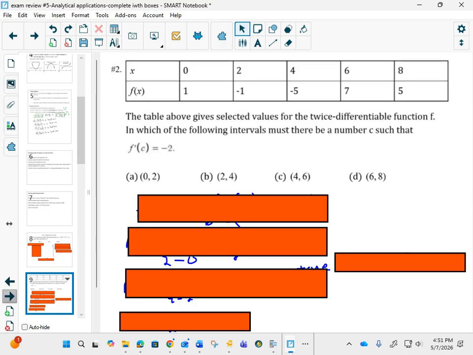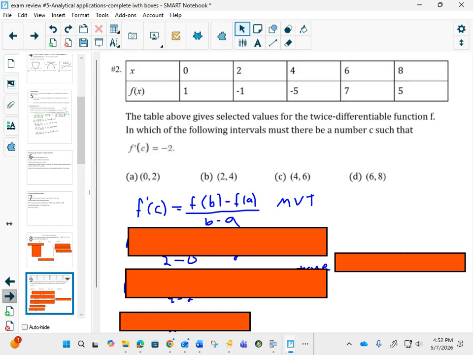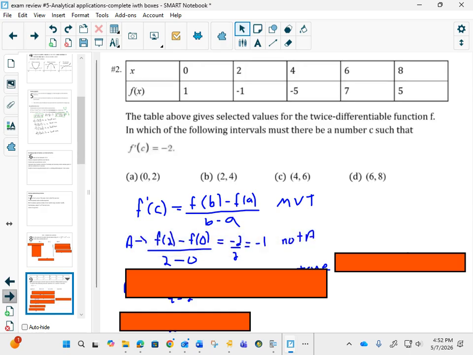In which of the following intervals must there be a number? So what's frustrating here is that if it's true on this one, we have to find the slope in here. The slope in there, right? That's our MVT. It's finding that secant line slope. So from 0 to 2, you get -1.